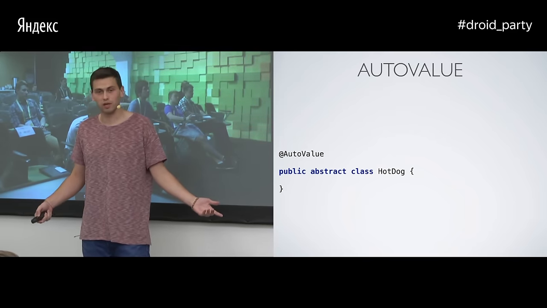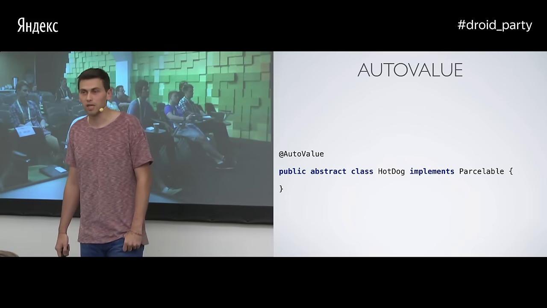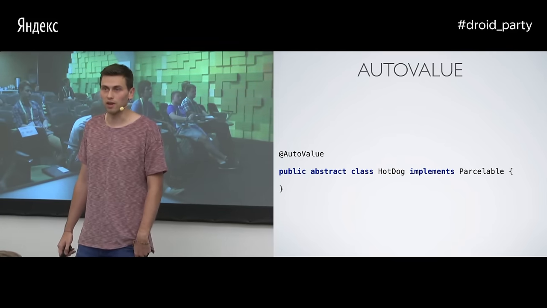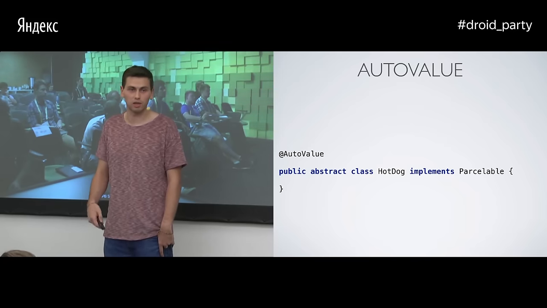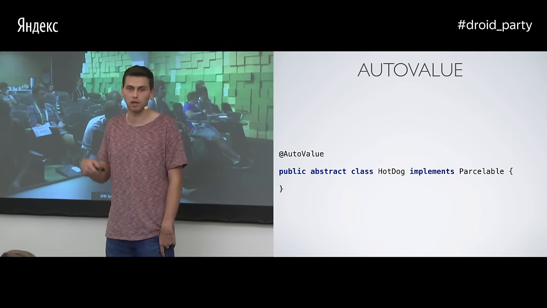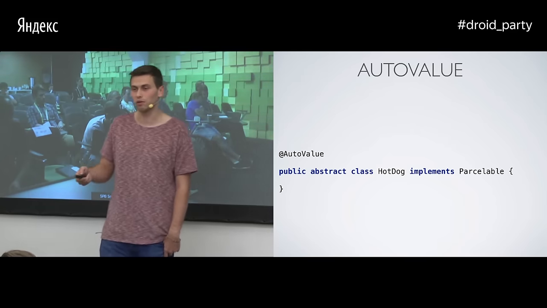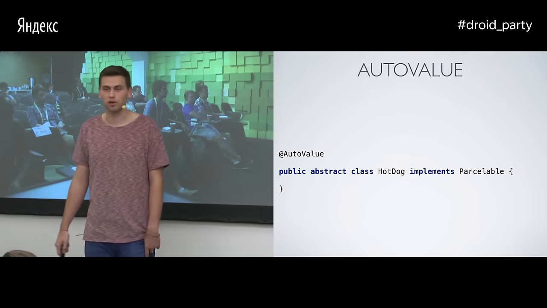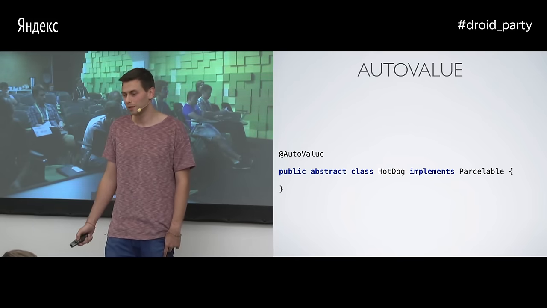You define an abstract class like Hotdog, and then there are some extensions since AutoValue 1.2. For instance, there's a parcelable extension. So you basically say implements Parcelable, include that parcelable extension dependency in your Gradle file, and it will automatically generate the parcelable code for you, which is really great compared to doing it by hand, right?